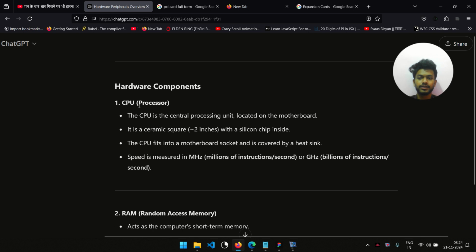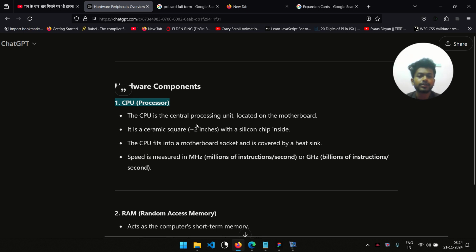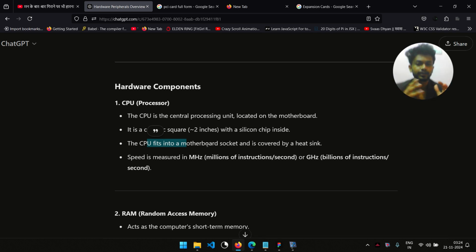First of all, CPU. What is the CPU? Central processing unit. How many minutes do we have? 1 minute. CPU is the central processing unit. It is located on the motherboard, with a silicon chip inside, about 2 by 2 inches. The CPU fits in the motherboard, is covered by a heat sink, and there is a cooling fan around it. Remember, speed is in megahertz and gigahertz, like millions and billions of instructions per second.